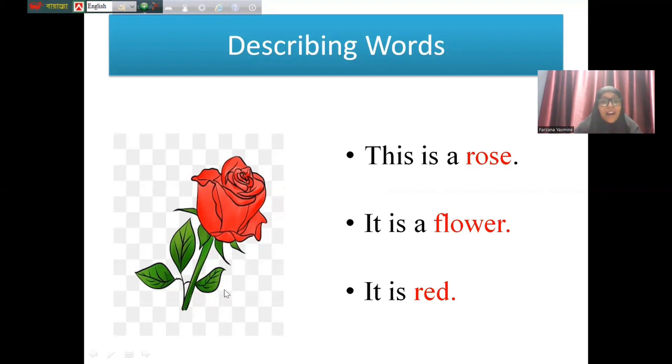So it is a flower. You see, it is a flower. Then this is a rose. Then it is red. That means it is the color. What is the color of it? So it is red. Now let's see the next one.